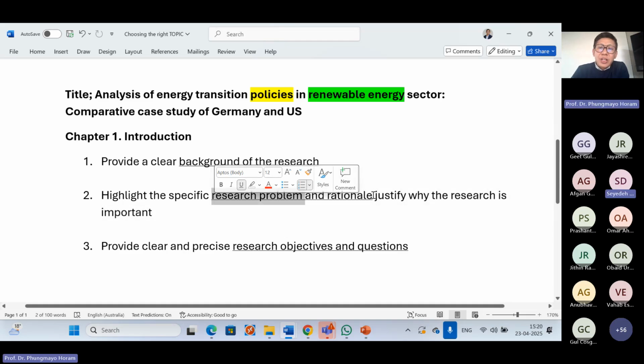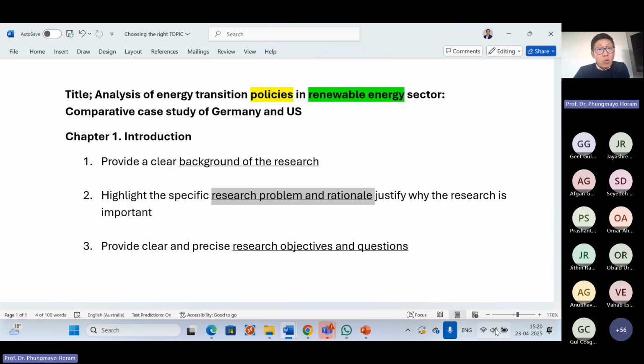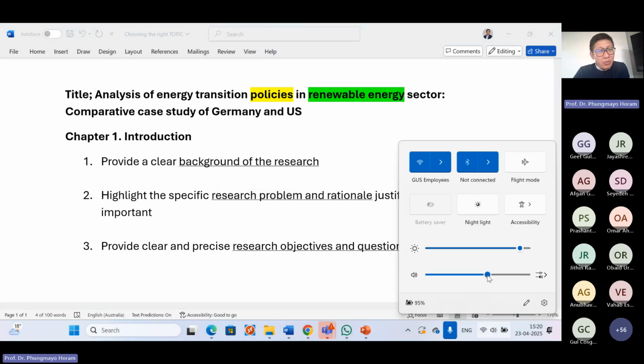Research problem or rationale, yeah. The research problem could be something like that. Different policies that different countries can use to transit from primary energy to secondary or to renewable energy here. Yeah. So what's the problem or the rationale? What is the problem?